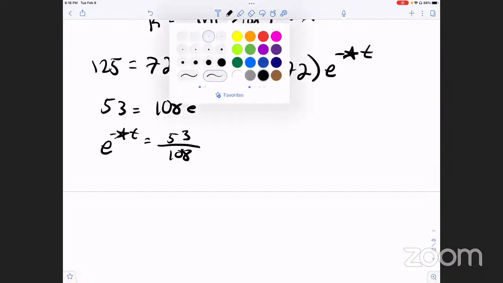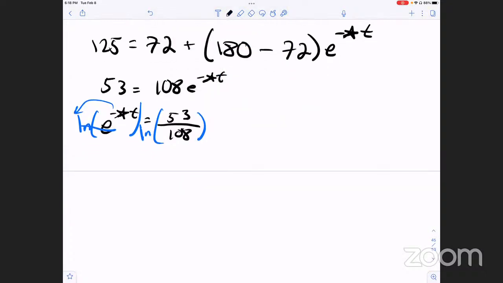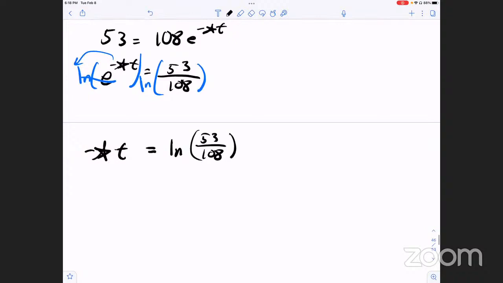For the exponent, we take the natural log on both sides. And remember, star is just a number, right? I'm just trying to keep it exact until the end. So then we have negative star t, natural log 53. Long story short, t is going to be equal to negative natural log of 53 over 108 divided by star.